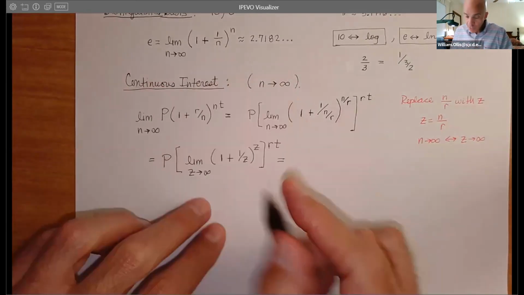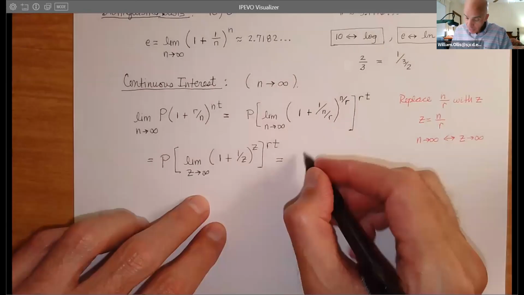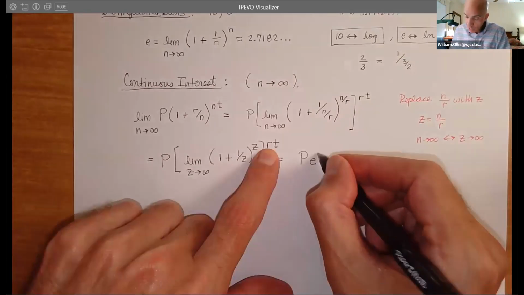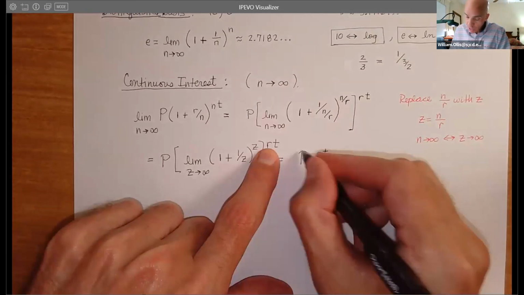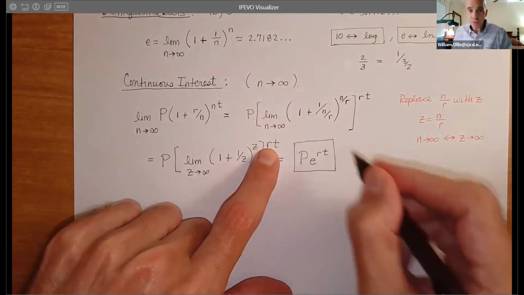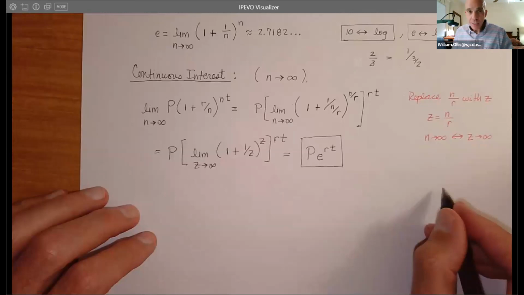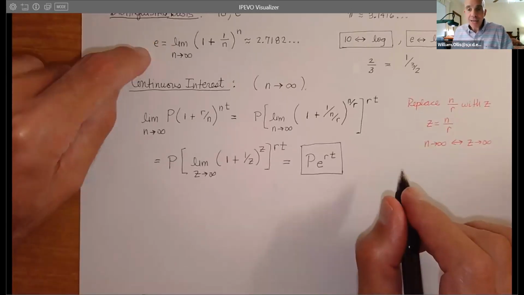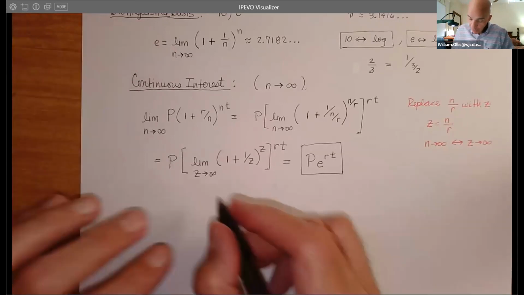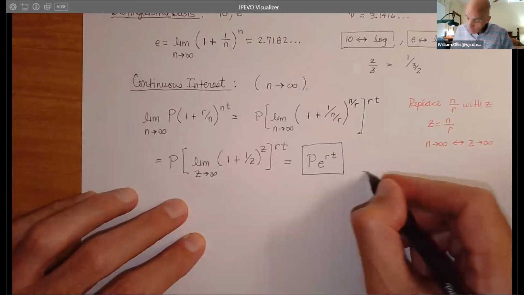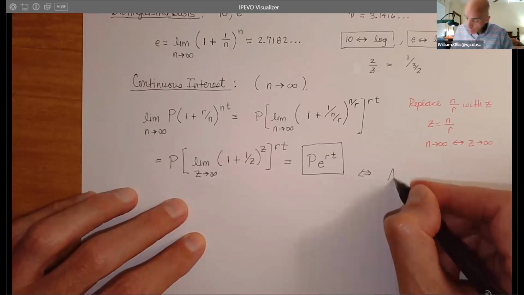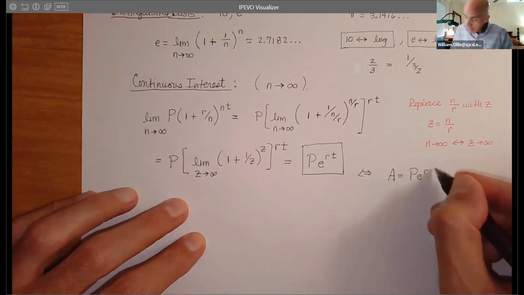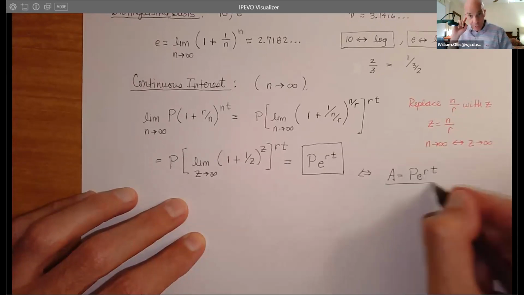So now what's inside is just e. So we get P, with e as the new base, raised to the rt power. Now we just get the continuous interest formula based on using the limit definition for the natural base. So equivalently, we have continuous interest: A will be PERT, P times e to the rt.